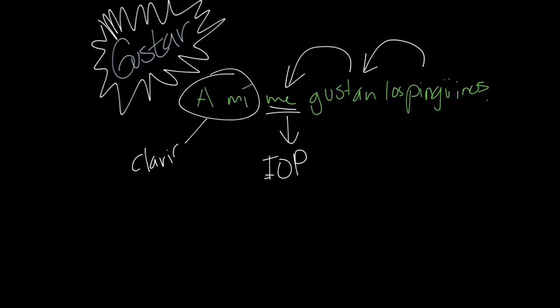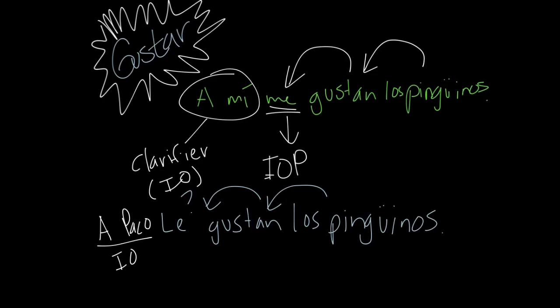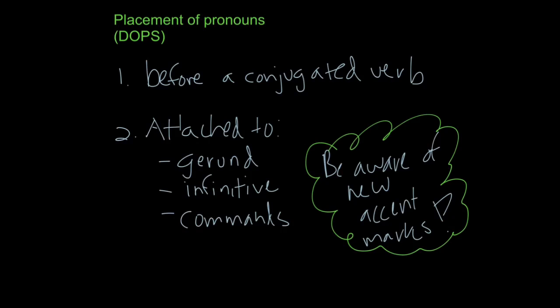But then what if we have something else? Perhaps a new sentence. So let's take a look. Le gustan los pingüinos. The penguins are pleasing to, who? It could be multiple things. So let's add a clarifier. A Paco. Okay, now I know to whom specifically. So a Paco acts as the indirect object or the clarifier and le is the IOP. Now the same rules apply as before for placement, even though we're using new pronouns. So we have before a conjugated verb or the options to attach.